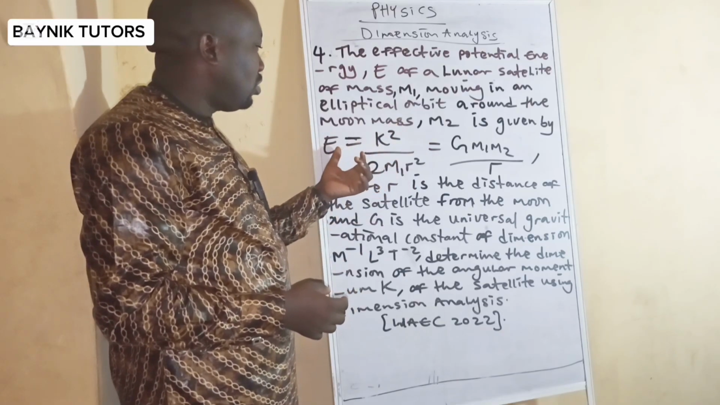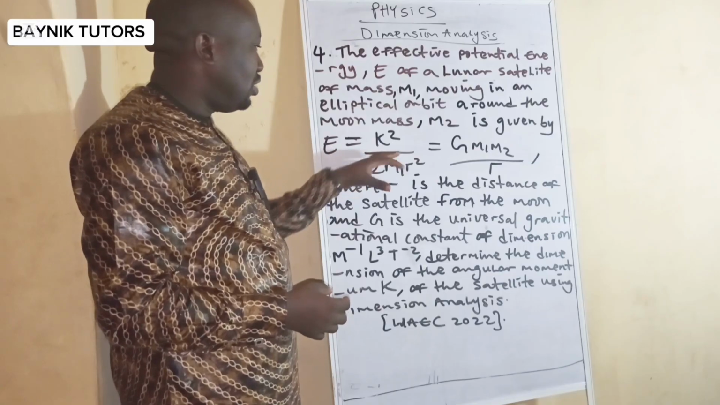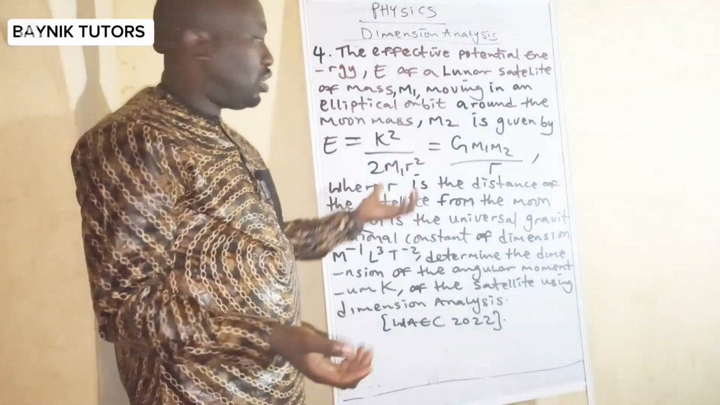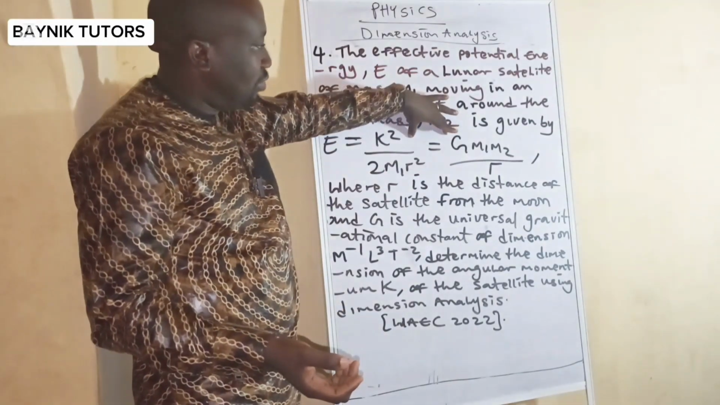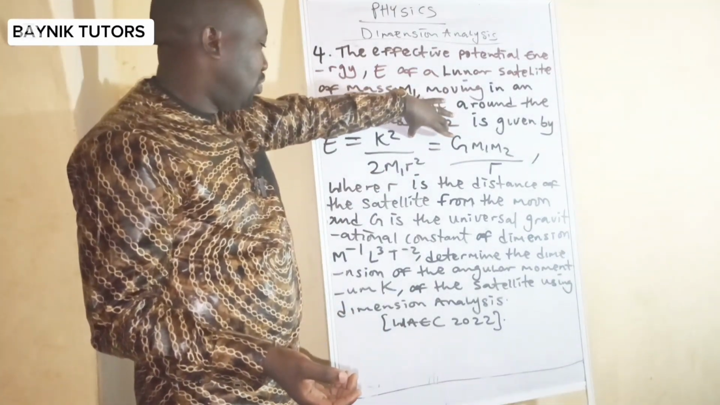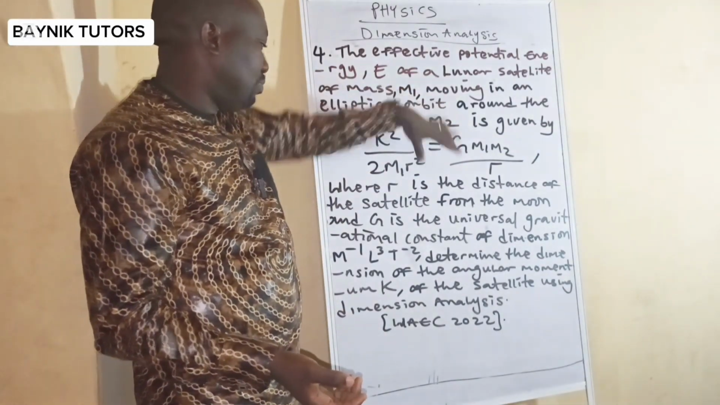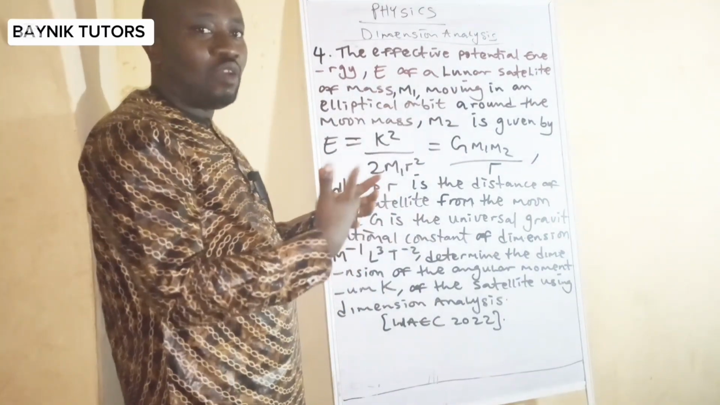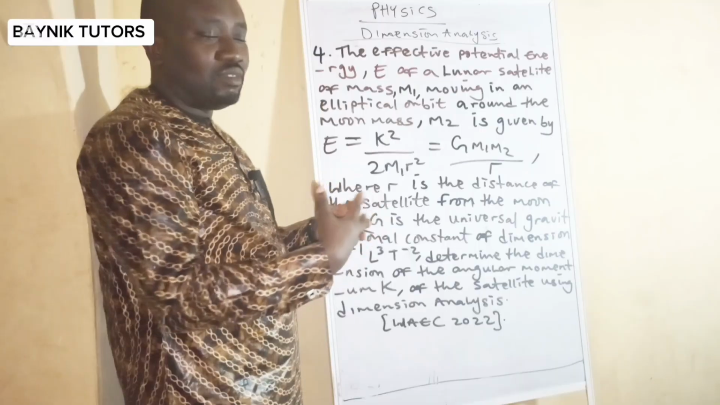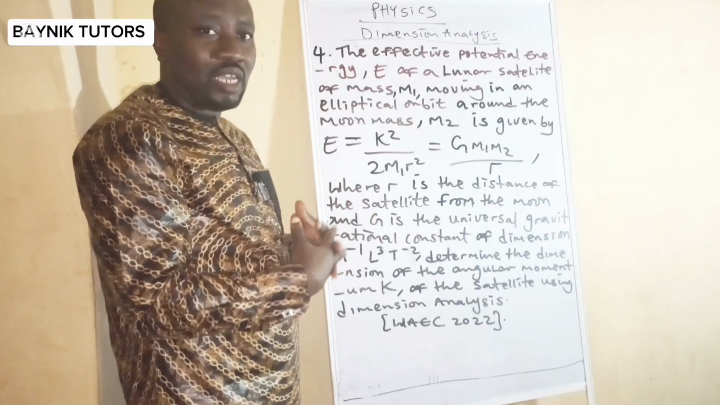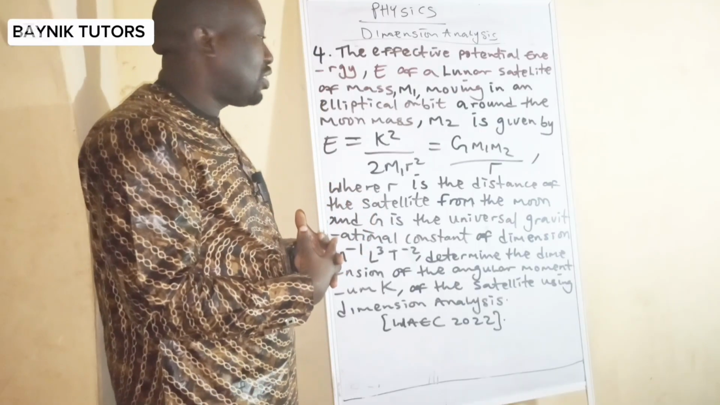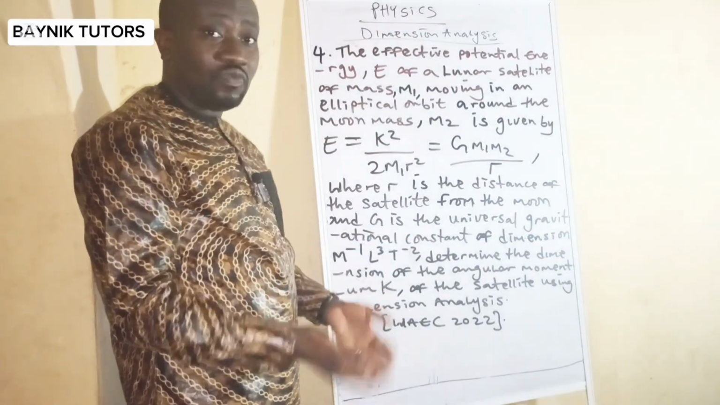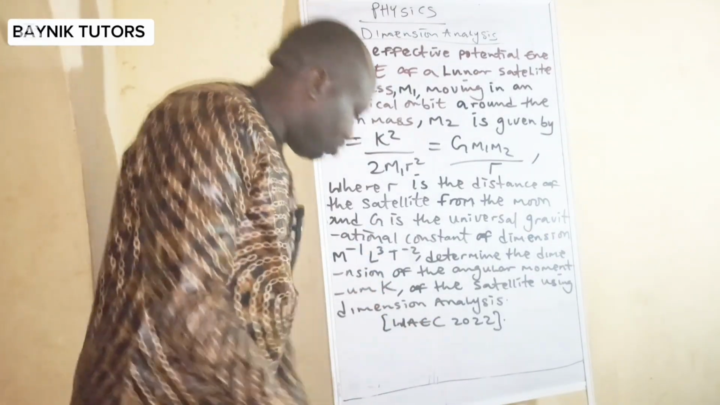So what we need to do is that this effective potential energy is equal to this. We want to make K the subject of the formula, so we are equating these two formulas. That is the formula of the satellite and that of the moon, because of how they relate together and form what we call the effective potential energy. So we need to solve that. That's why equating is very simple. You see the illustration for that one.